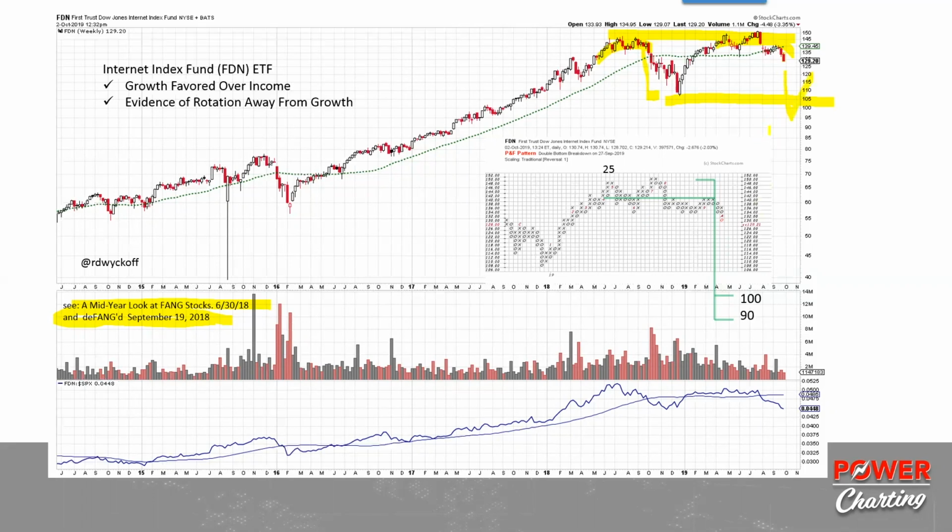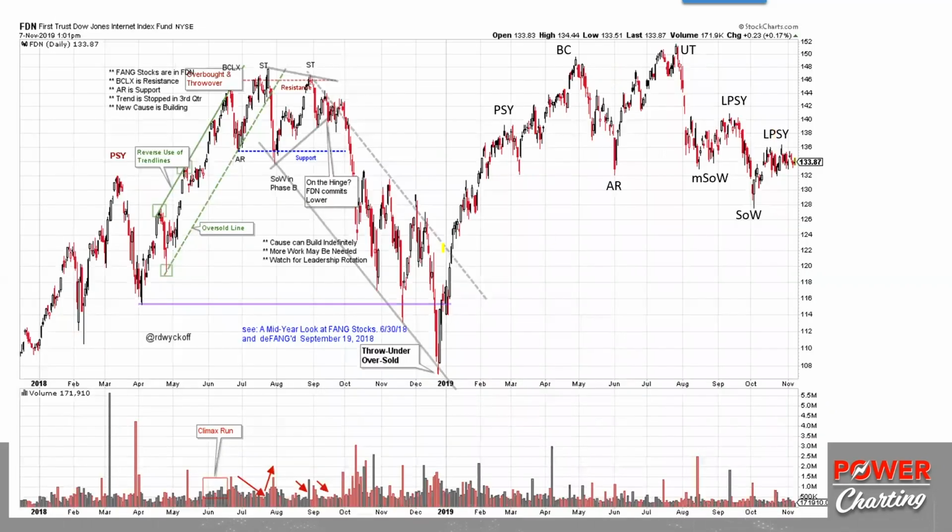Does this spell doom for the NASDAQ 100? Well, we're going to answer that question if I can get myself in gear and go a little faster. So here, this chart is up to date through November 7th, midday. And you can see here the original distribution that we looked at a long, long time ago. Here's that late July period. This is the late June period where we first looked at FAANG getting into trouble.